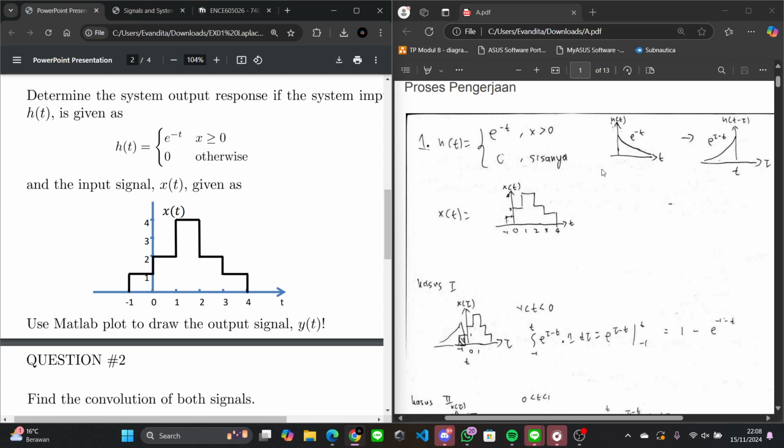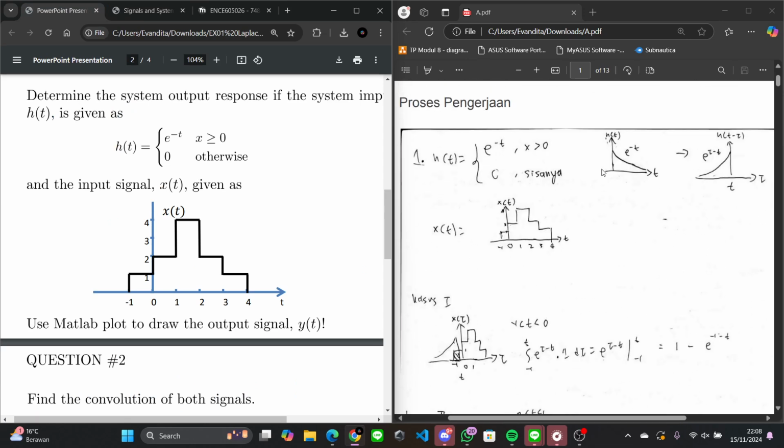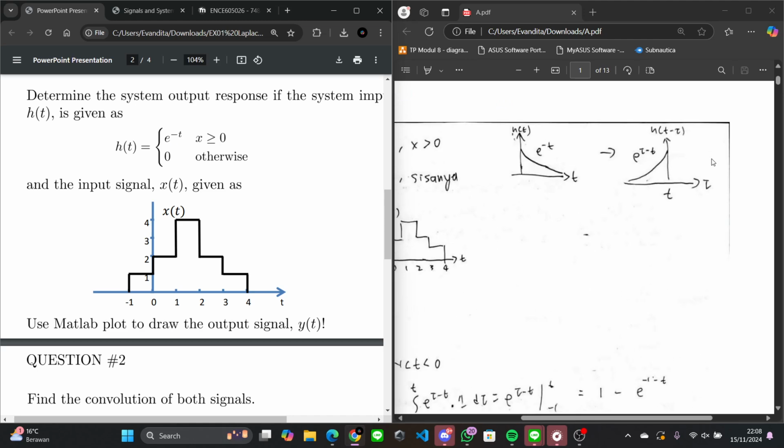First of all, I need to convert this e to the power of minus t into e to the power of tau minus t, and it's actually just a flip operation, but we also need to change some values, like this is zero, and change it into t. This is because e to the power of t minus tau is a function of tau. So if tau equals t, then it's e to the power of t minus t, which is e to the power of 0, and that's equal to 1.